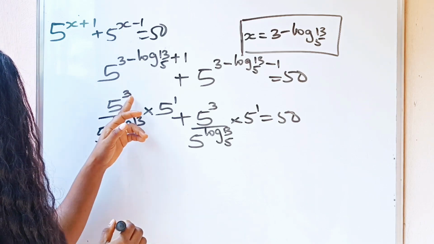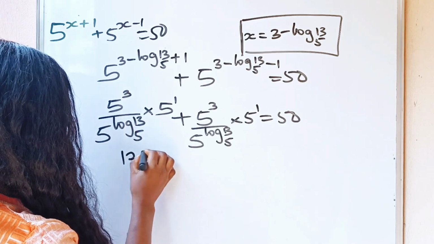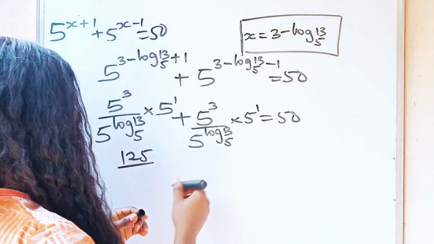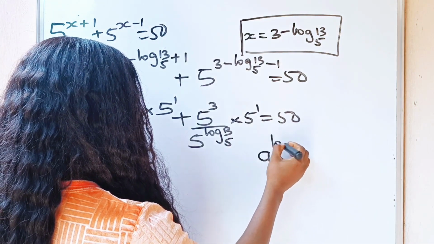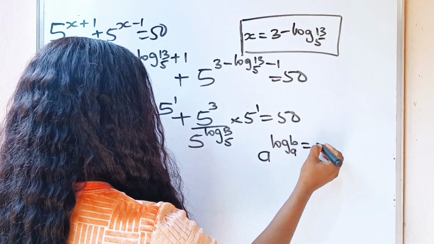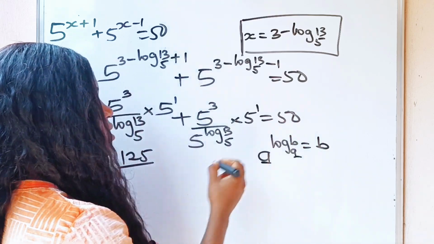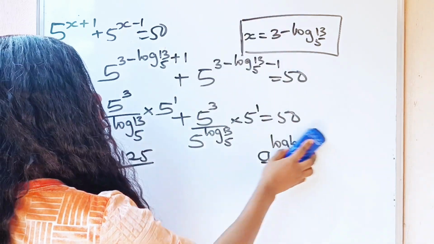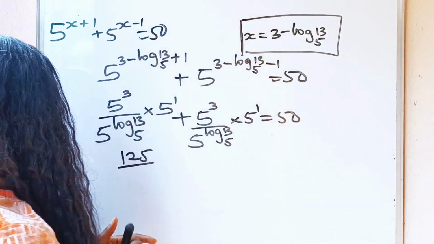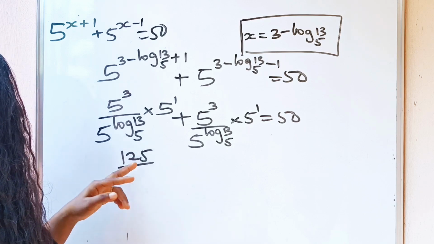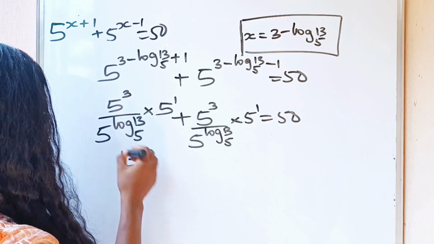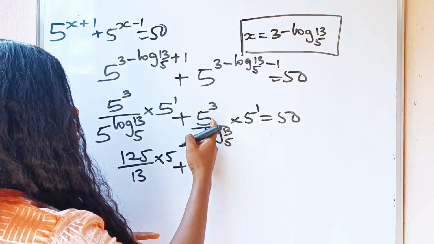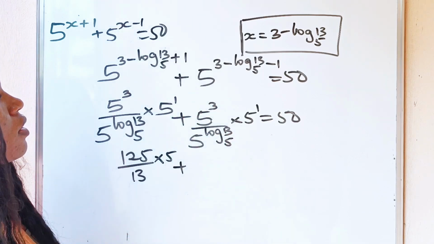So we have 5 to the power of 3 gives us 125 divided by, now we are going to apply another law of logarithm that states that a to the power of log b base a is equal to b. Once this base and this base are the same, your answer is going to be b. So we are going to apply that here. If we apply that here, we are going to have 125 divided by, this becomes 13, right? Times 5 plus, this is 125.